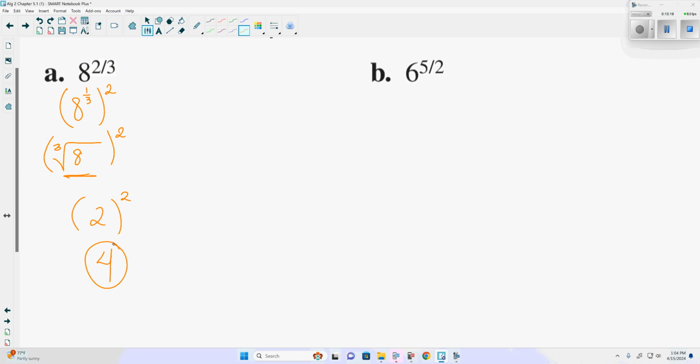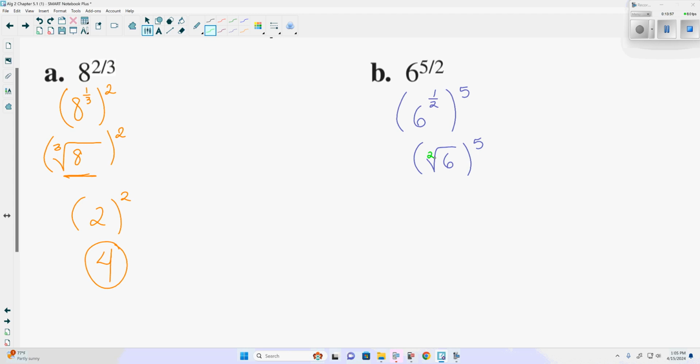If we look at the next one, 6 to the 5/2, we could say that this is the same as 6 to the 1/2 to the 5th. Well, our 6 to the 1/2 is in radical form, so our 6 would be inside the radical. The 2 would be our index. Now, with square roots, the 2 is understood, so we don't necessarily have to write it there.